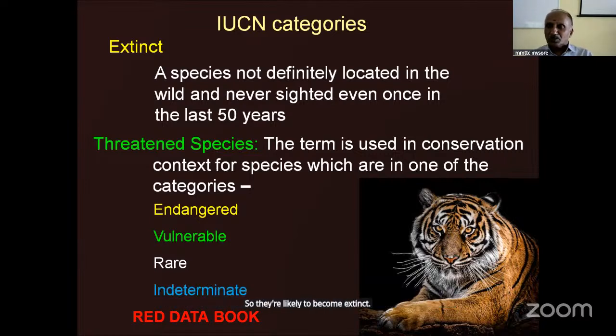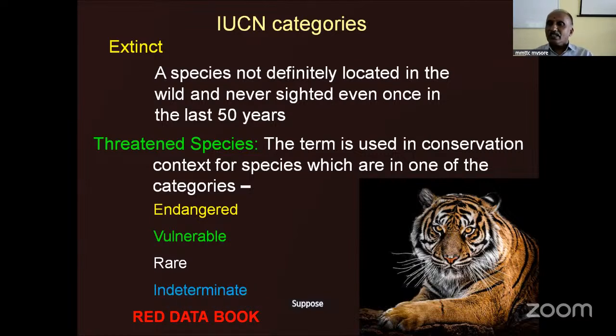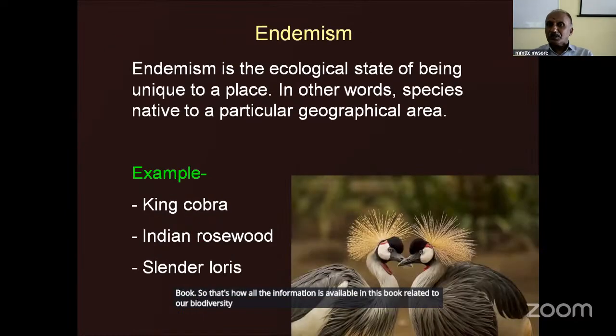You are not supposed to use them anymore. You are not supposed to harvest them or exploit them anymore. You have to conserve. So from that point of view, it is referred to as the Red Data Book. Suppose you are moving in a vehicle and there is a red signal, automatically you will stop, isn't it? So stop killing, stop exploiting. To signify that, the book is named the Red Data Book. That's how all the information related to our biodiversity species is available in this book.